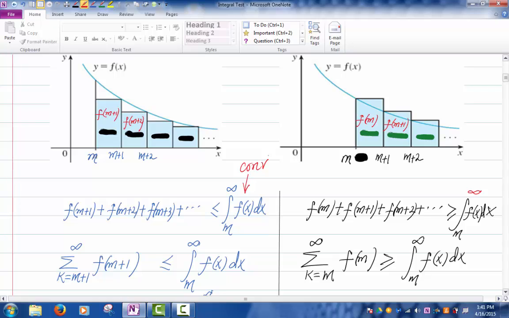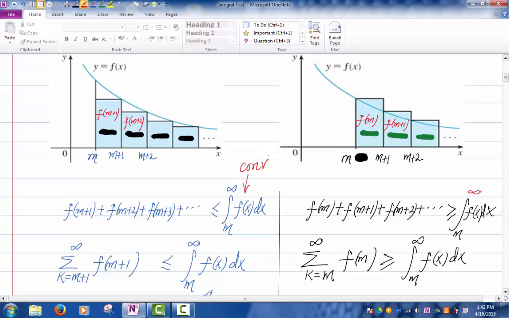What's the total area of the rectangles then? Well, what's the area of the first rectangle? The widths are all 1, so the area of each rectangle is the same as the height of the rectangle. So what's the area of the first rectangle? Well, f of m plus 1. What's the area of the second rectangle? F of m plus 2.